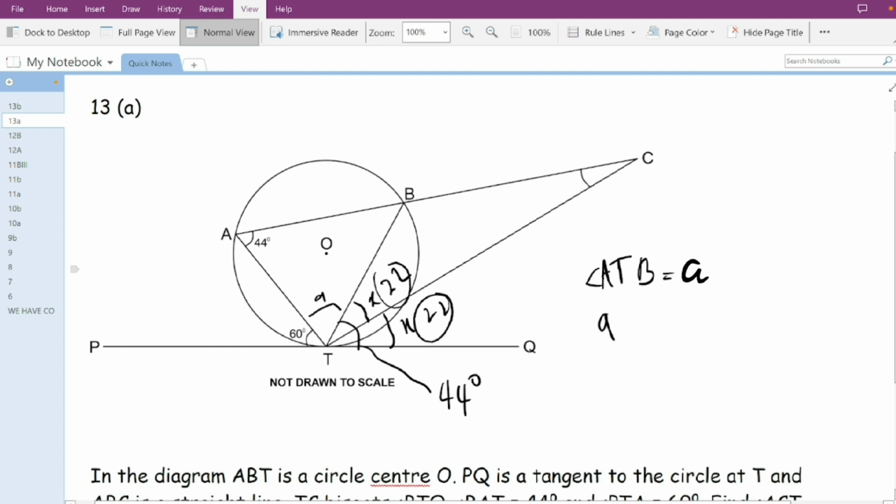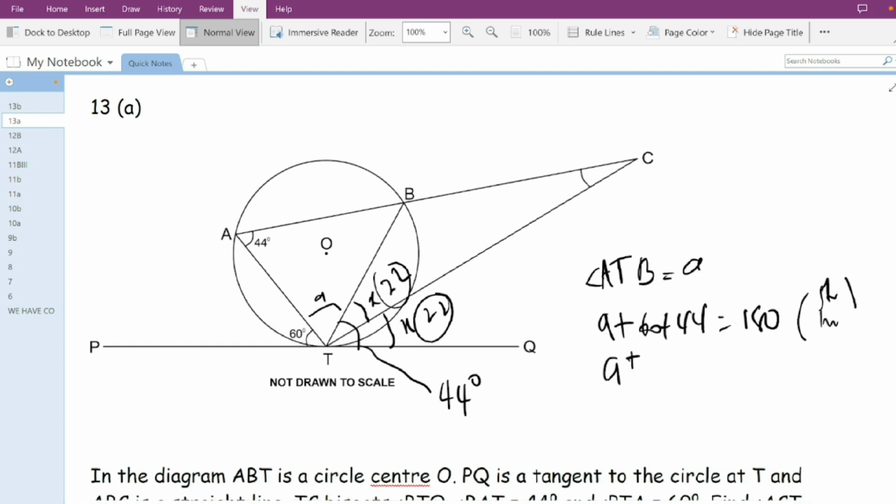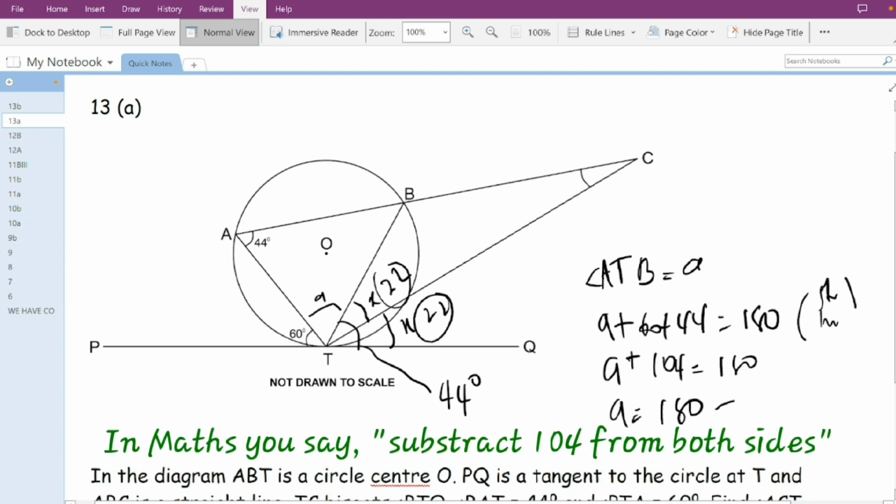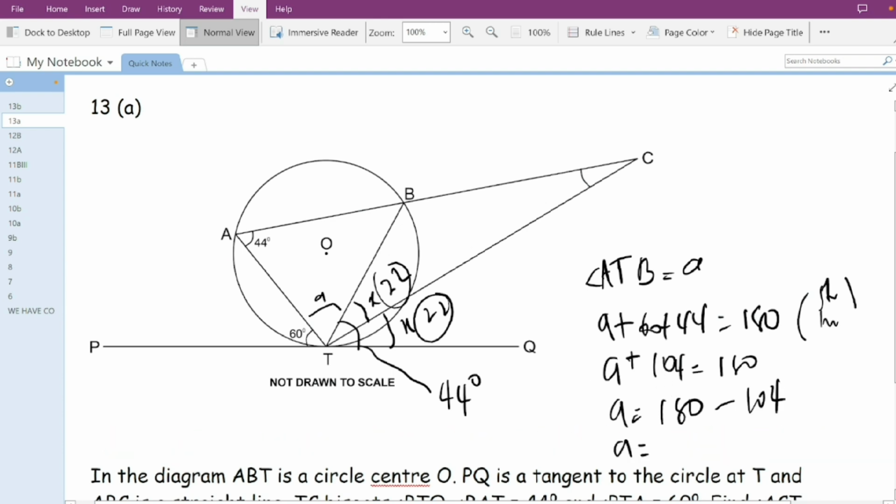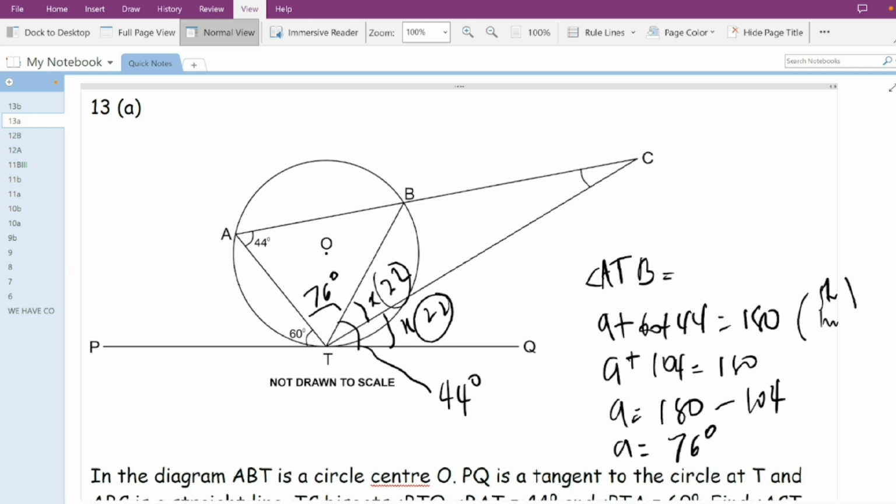That means A plus 60 plus 44 equals 180. That's angle on a straight line. We have it as A plus 60 plus 44 will give you 104 equals 180. A equals 180 minus 104, plus 104 crosses the equals sign, turns to minus 104. A is equal to 180 minus 104 will give you 76 degrees. That means this angle, we can erase this A now. This angle is 76 degrees. That's angle ATB is 76 degrees.